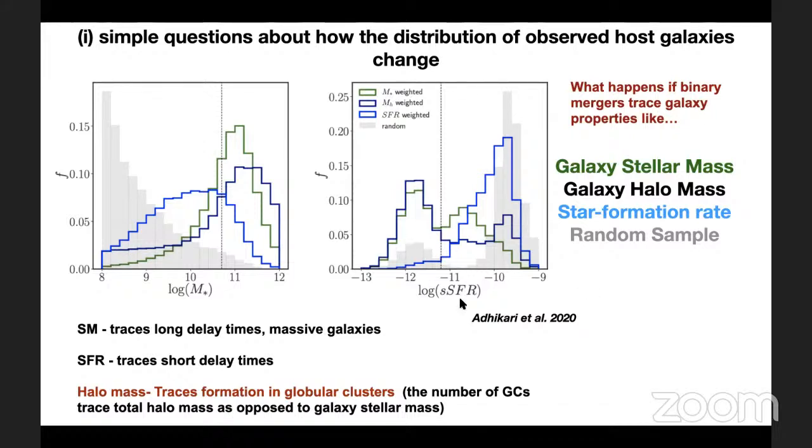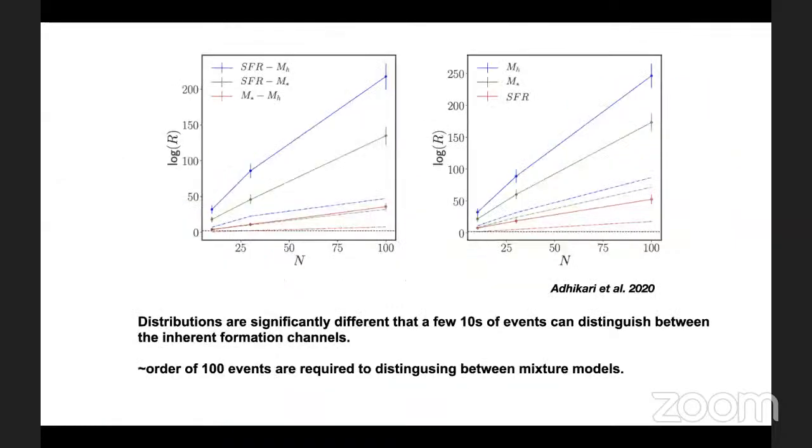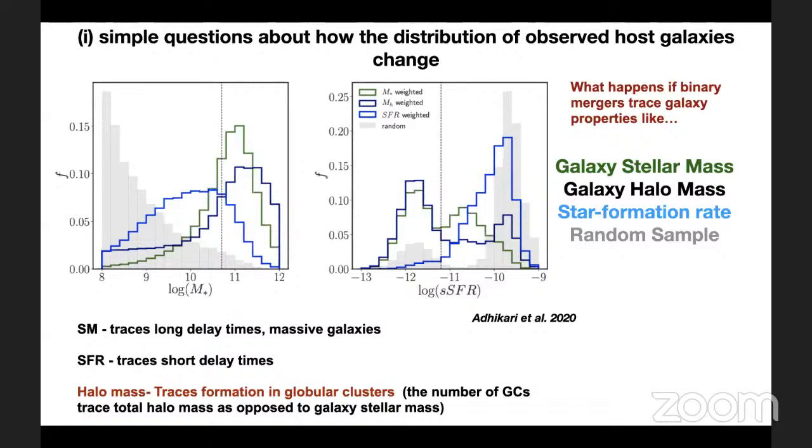Similarly, we would also have separate star formation rate distributions of the host galaxies, depending on which properties of galaxies these events trace. And then just simply looking at these distributions, we would actually require very few events to sort of rule out one or the other, right?